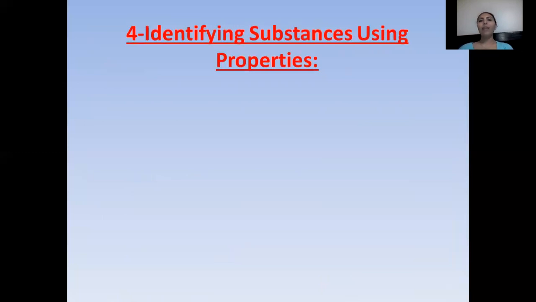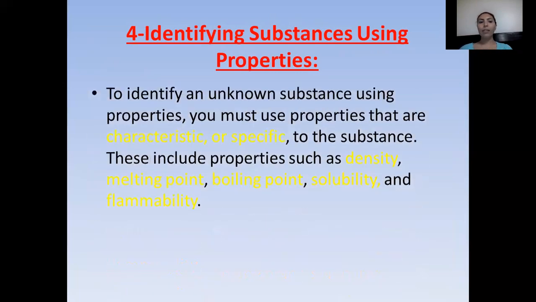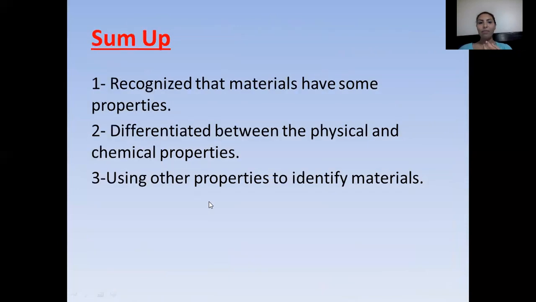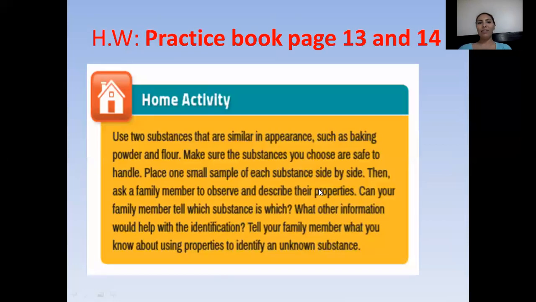And now, identifying substances using properties, we can use, as you said, physical and chemical properties. We have different properties like density, melting point, boiling point, solubility, flammability. So each matter has specific properties, and we can identify it. And to sum up, we learned this session that materials have some properties and we differentiated between physical and chemical properties. Then other properties, we can use to identify materials.